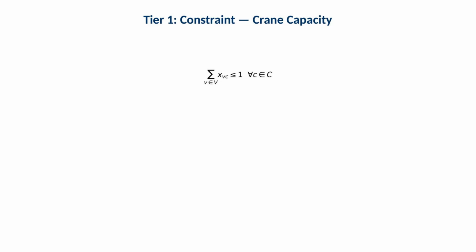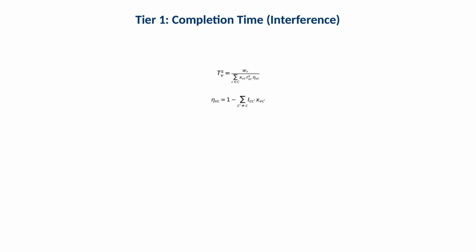Each crane is assigned to at most one vessel. Operationally, this is the no double booking rule. It prevents the plan from hiding resource conflicts that would appear immediately on the key. Completion time is computed as workload divided by effective productivity.